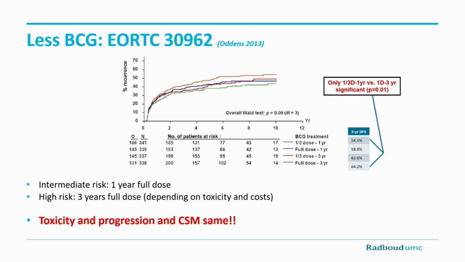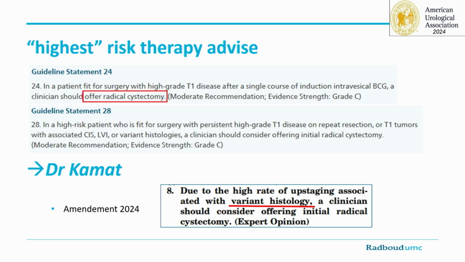This is a very large EORTC study, which is interesting. It compares four schedules: one year full dose BCG, three years full dose BCG, one year one-third dose BCG, and three years one-third dose of BCG. And actually the progression was the same, cancer-specific mortality was the same, toxicity was the same, which is a bit funny, and there was only a very small difference between the most intensive course and the least intensive course of 10% in recurrence rate. So you can play a little bit around with your dosing and schedule of BCG.